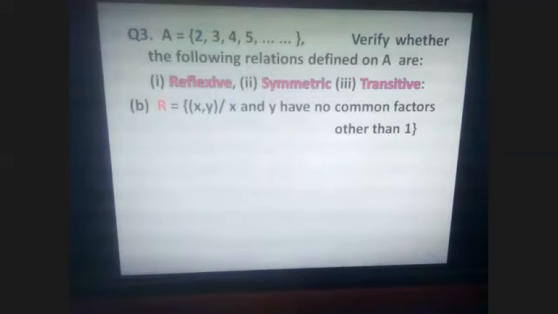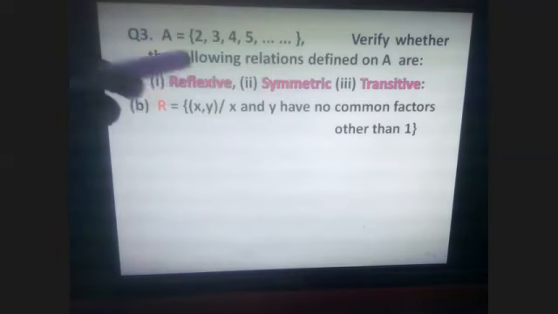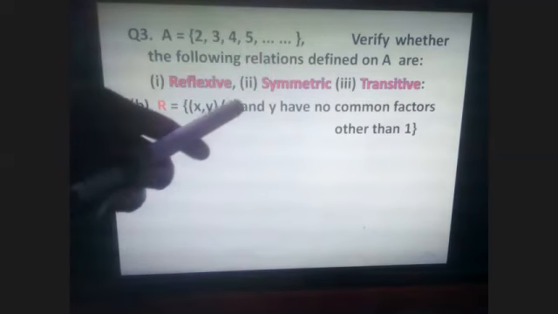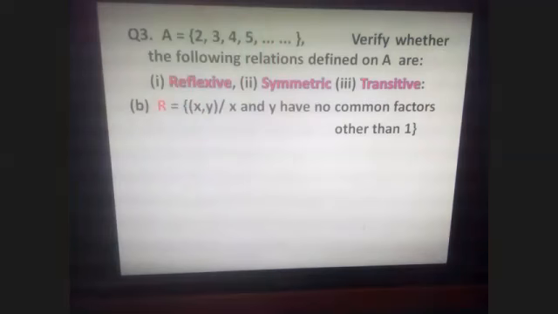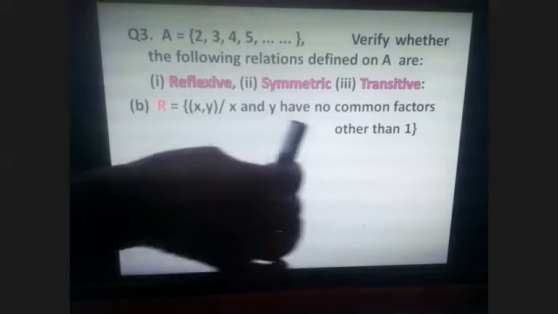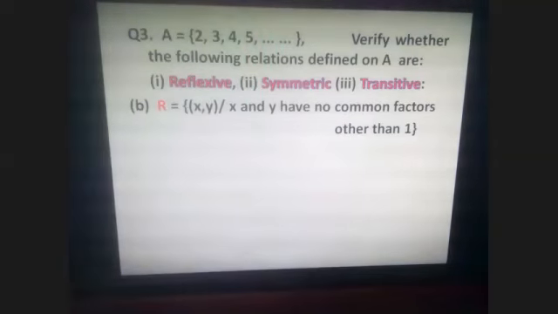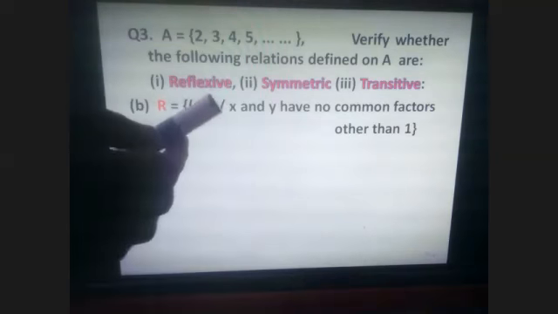Okay, the last one among that was a reverse way. That is the set A. R is a relation on the set, (X, Y), where X and Y have no common factors other than 1. Will it be reflexive? 2 and 2. If (2, 2) is a member, they have no common factor. Yeah, 2 and 2 have a common factor 2. 3 and 3 have a common factor 3. (3, 3) is not a member. If they don't have a common factor, then only it is a member.